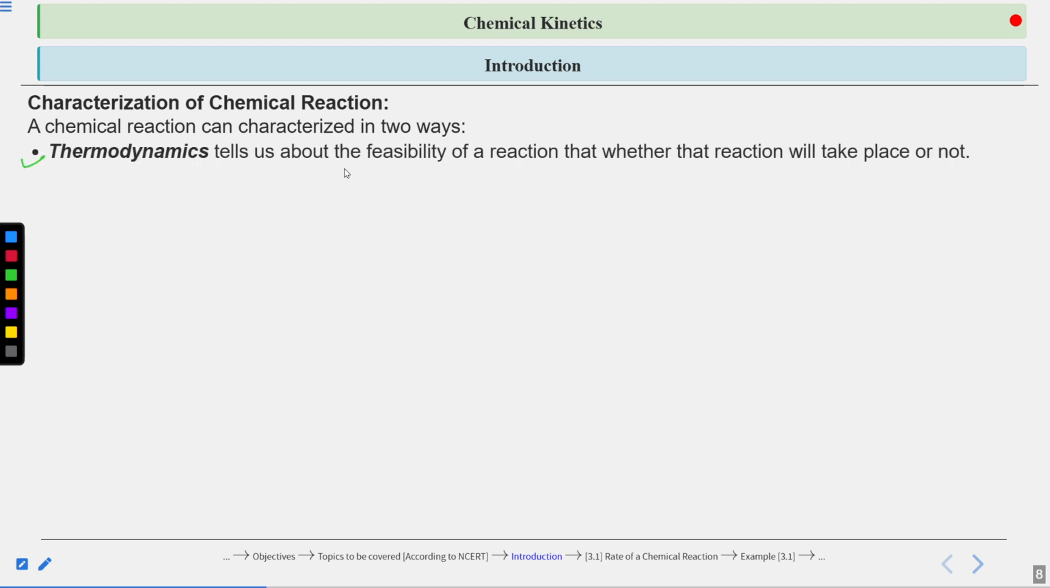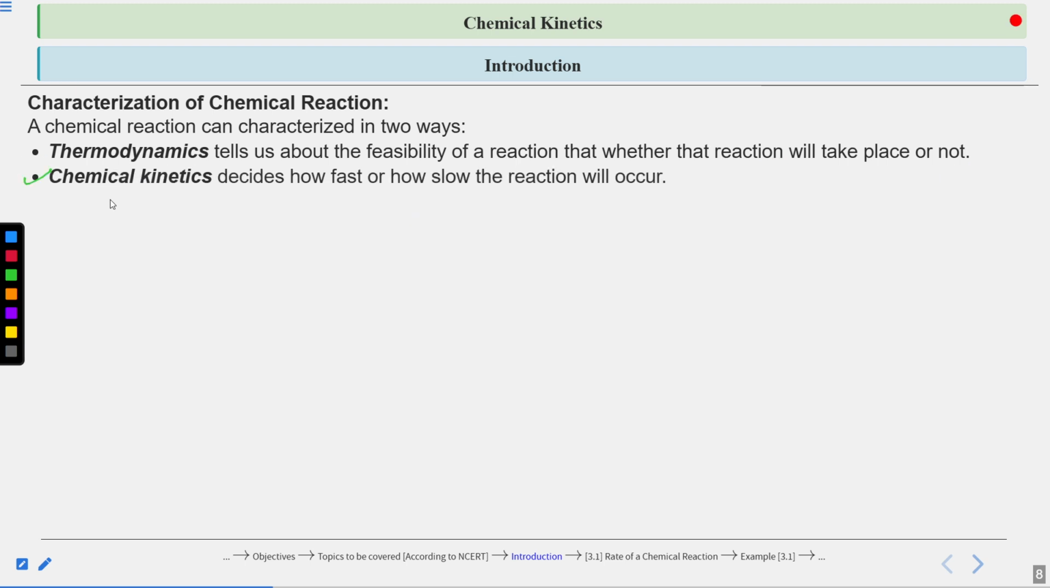Thermodynamics, which tells us about the feasibility of a reaction, that is, whether that reaction will take place or not. The thermodynamics of a particular reaction will tell us about the feasibility of that reaction for the reactants and the products. That means whether that reaction will happen or not.